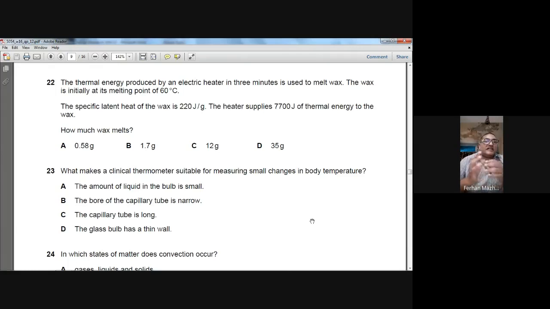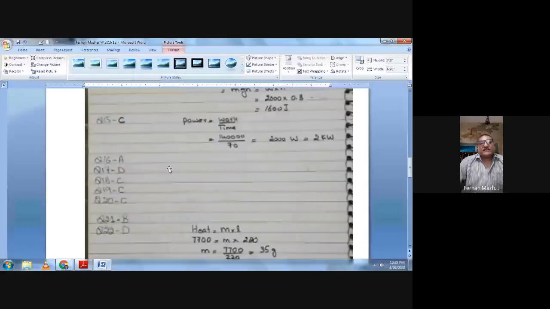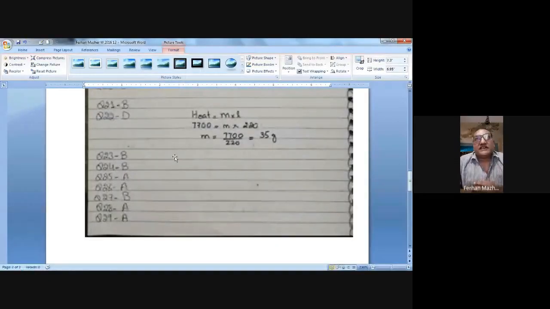So the heat which is involved, we call it the specific latent heat. The formula is heat is equal to ml. Heat is given, and on your screen you can see I'm trying to show you the calculation. Heat is equal to ml.